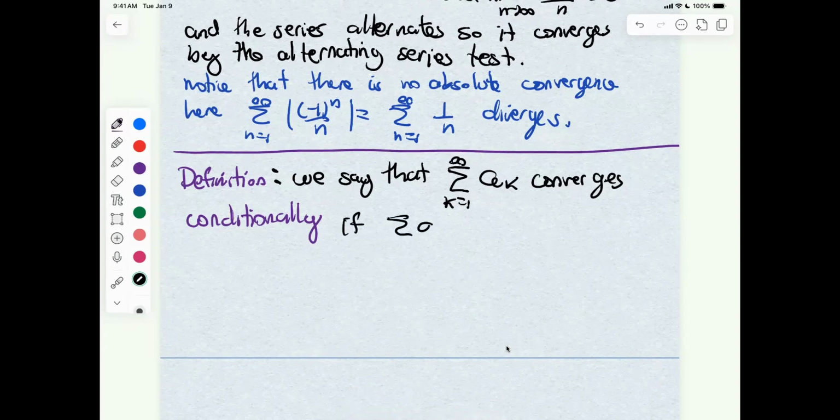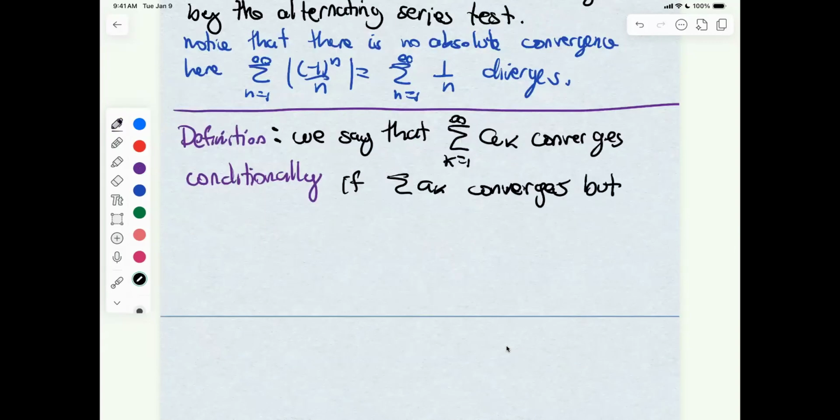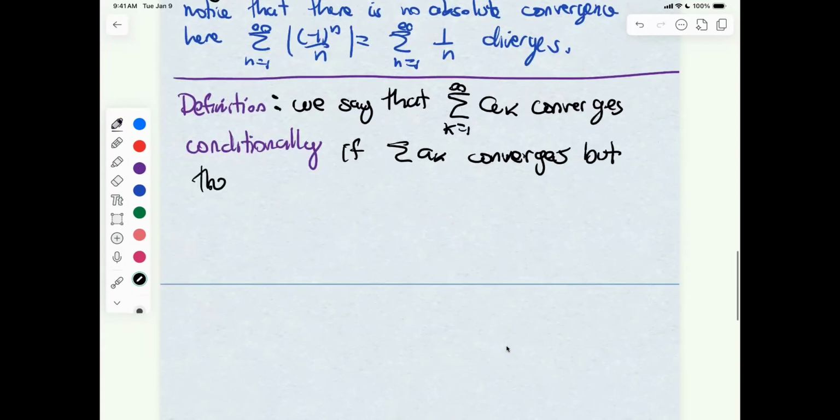If the series converges, but there's no absolute convergence. So in other words, with absolute value, the series diverges.